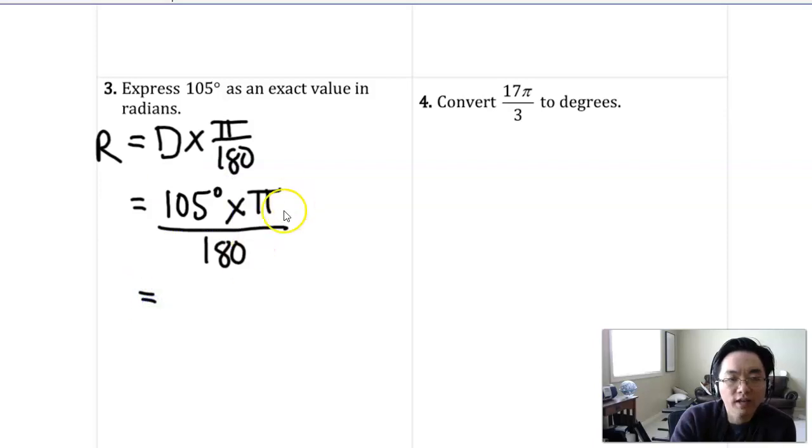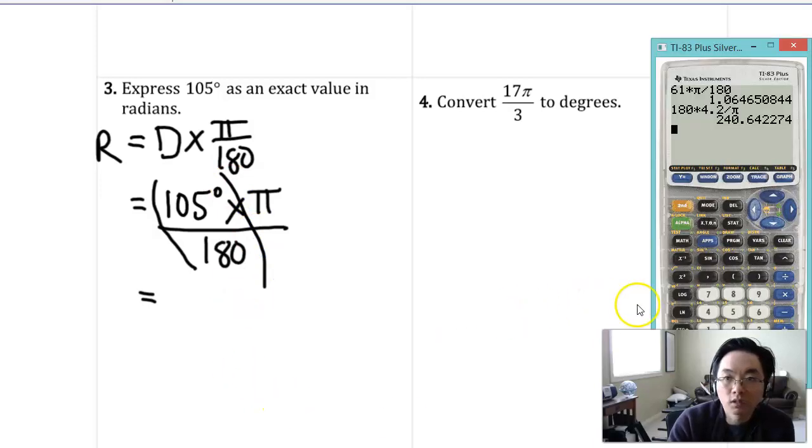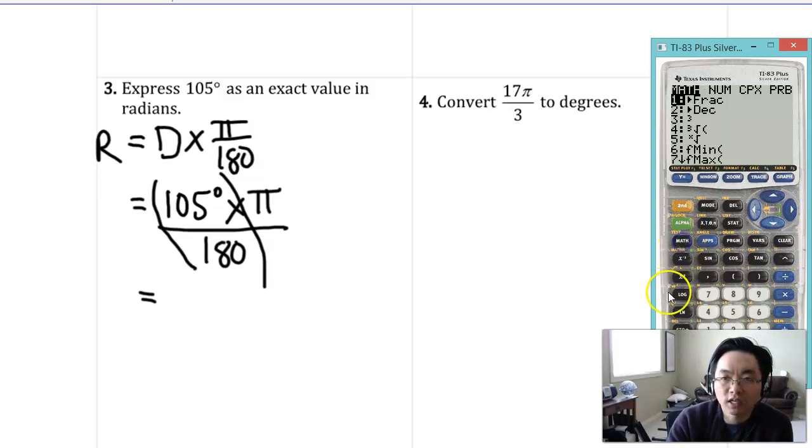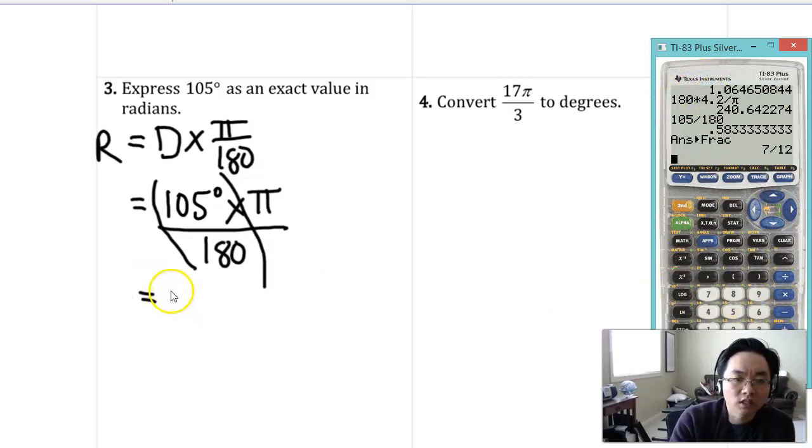Now, if I actually punch this through on my calculator like I did with the first two questions, then I'm going to get a long-winded, non-terminating, non-repeating decimal. And so that will be difficult to convert into an exact value. So what I can do is take 105 divided by 180. Okay, that gives me 0.583 repeating. Any repeating decimal can be expressed as a fraction, so I can use my calculator, hit math, then convert it to a fraction, so enter twice, and you get 7 over 12.